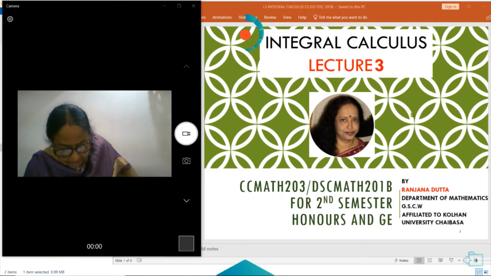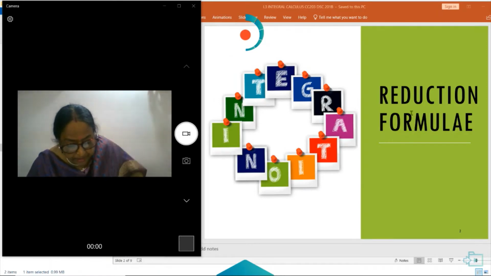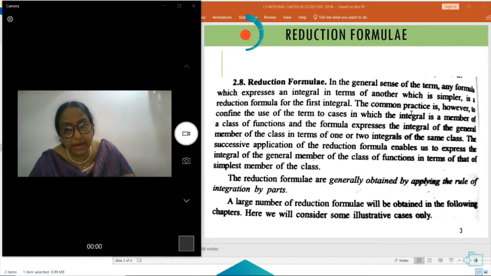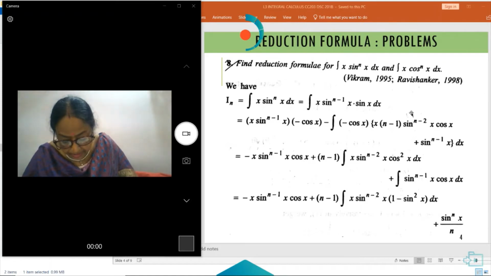Today we will study the reduction formula. Now, see on your screen, integration of x into sine to the power nx dx and integration of x into cos to the power nx dx. Let us suppose this is equal to In.